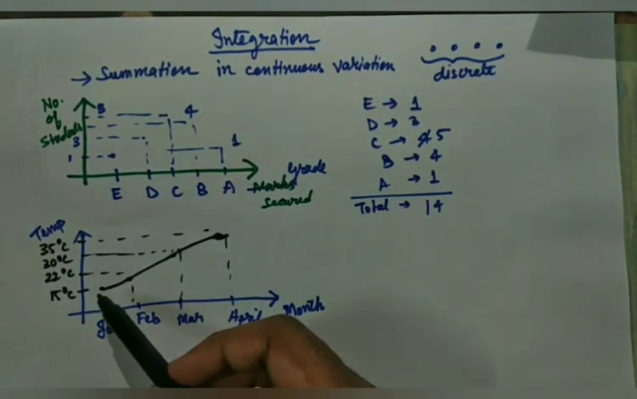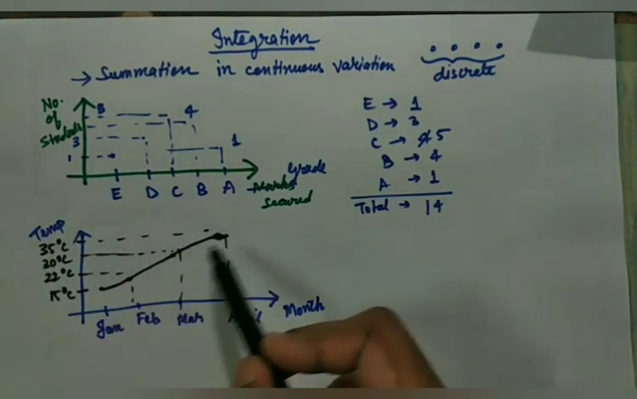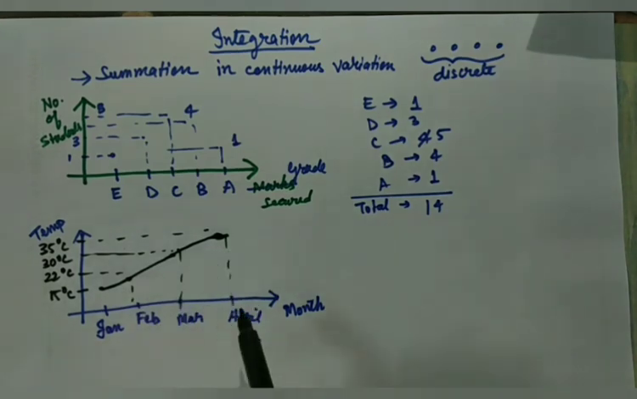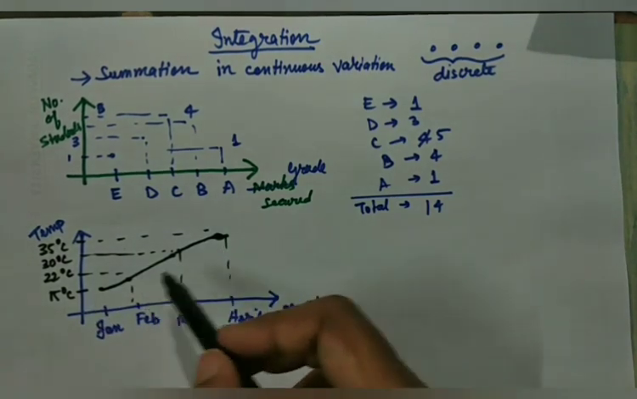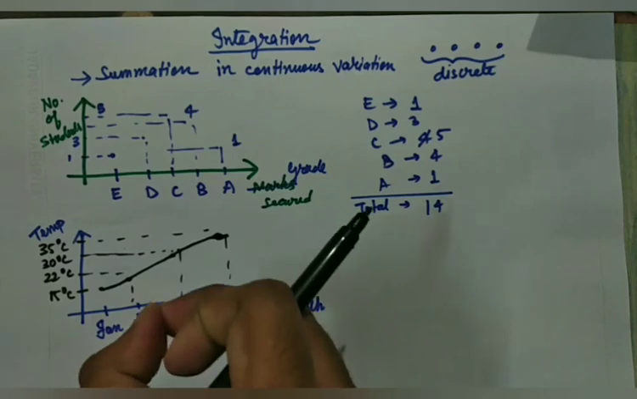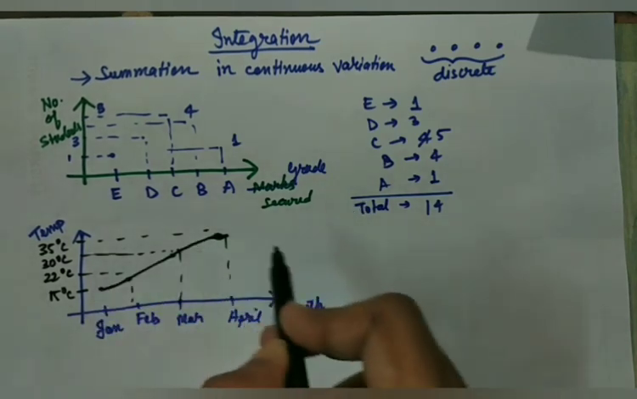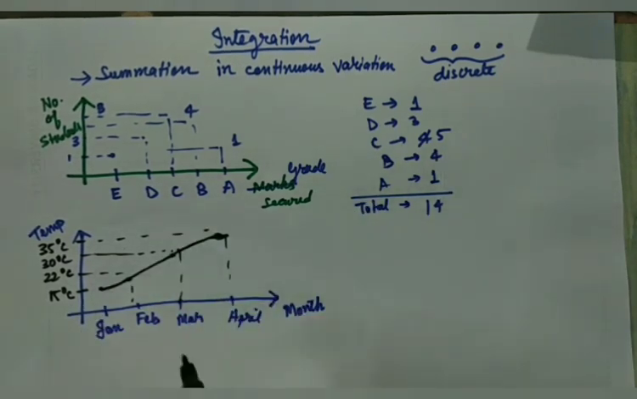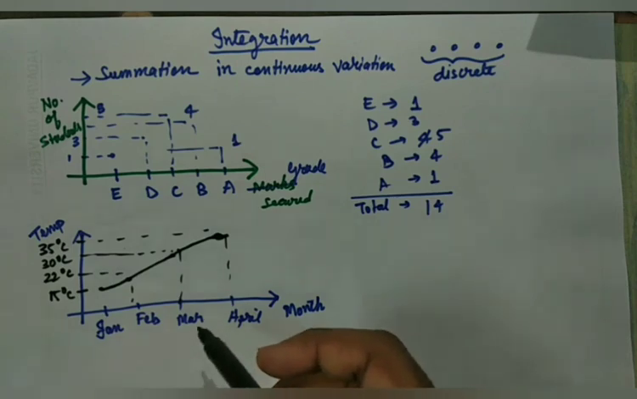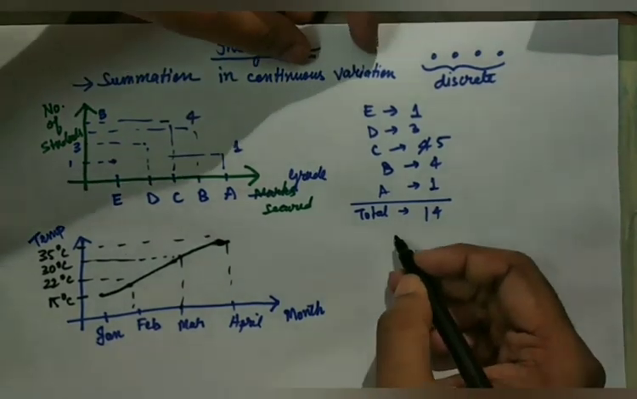In these kinds of variations, where the temperature is varying daily, or the interval of variation is very small, we cannot add up just like this. Let me give another example.